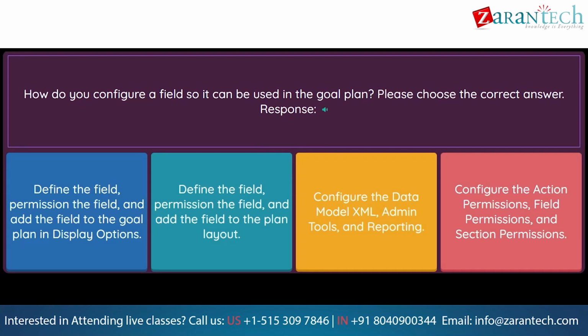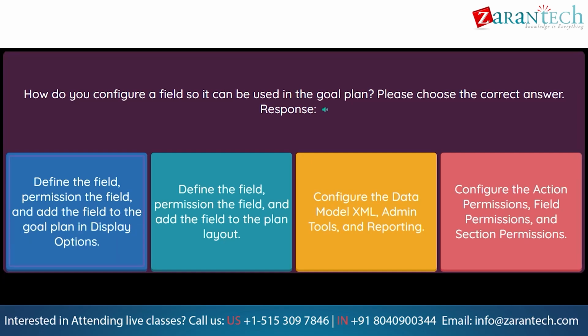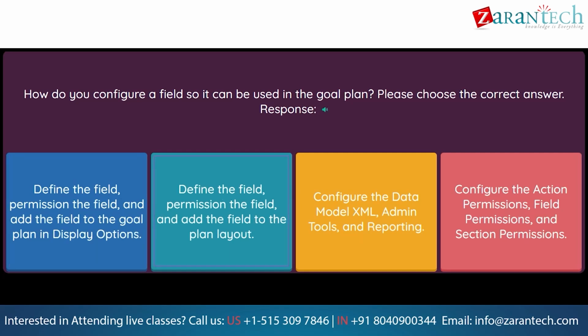Question: how do you configure a field so it can be used in the goal plan? Please choose the correct answer. Response: Option 1, define the field, permission the field, and add the field to the goal plan in display options. Option 2, define the field, permission the field, and add the field to the plan layout. Option 3, configure the data model XML, admin tools, and reporting. Option 4, configure the action permissions, field permissions, and section permissions.